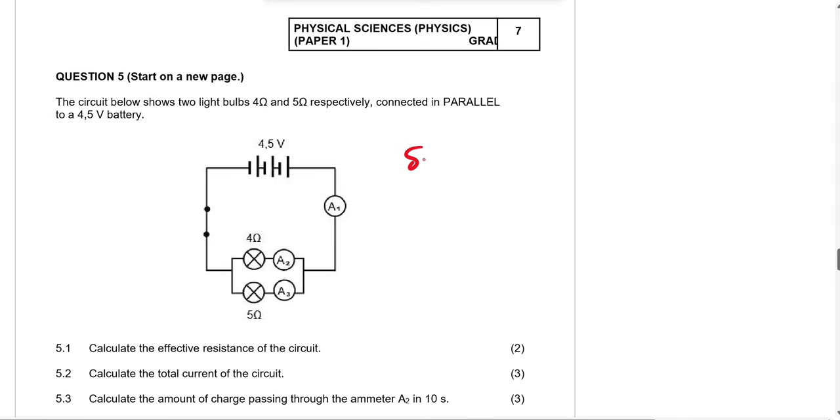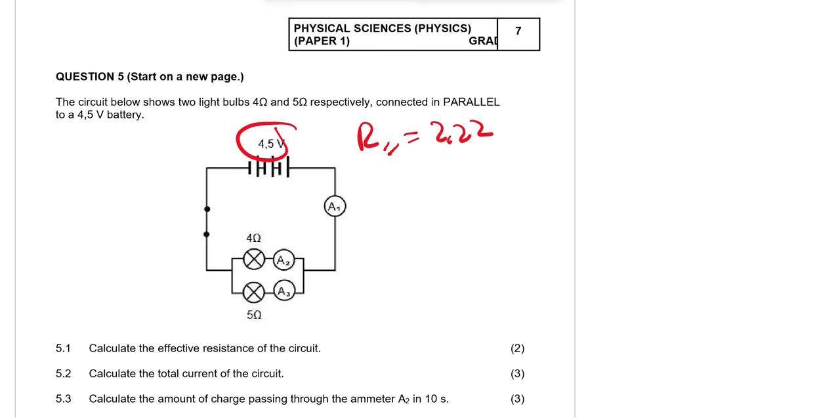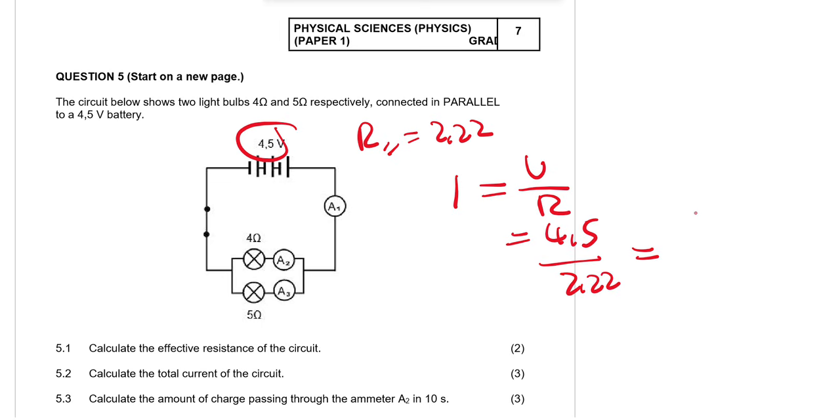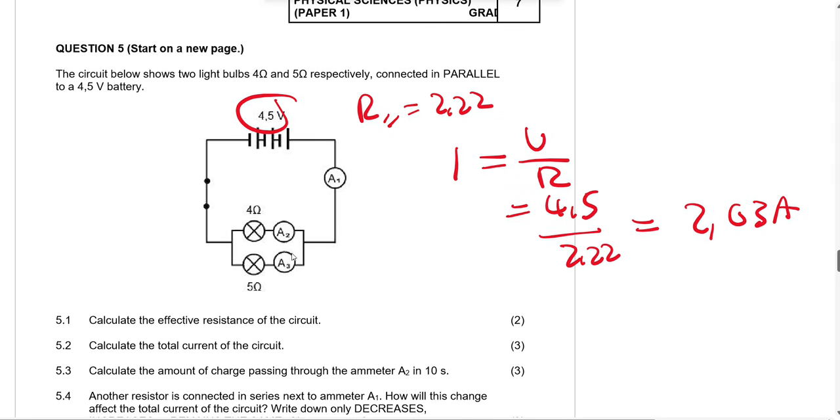So 5.2, calculate the total current of the circuit. Guys, I have voltage. I just calculated my R effective here, which is 2,22. It means I'm going to say I is equal to V over R. What is my voltage? 4,5. My resistance? 2,22. Press the calculator. We are going to have 2,03 amperes. As simple as ABC.